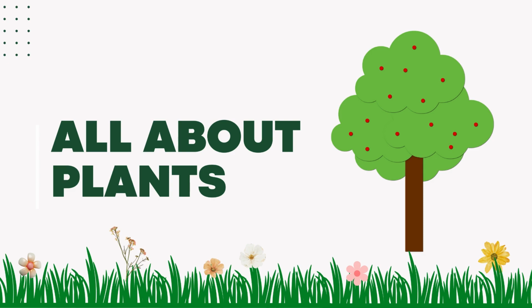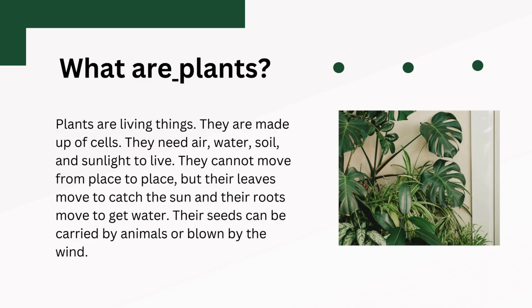All about plants. 1. What are plants? Plants are living things. They are made up of cells. They need air, water, soil, and sunlight to live. They cannot move from place to place, but their leaves move to catch the sun and their roots move to get water. Their seeds can be carried by animals or blown by the wind.